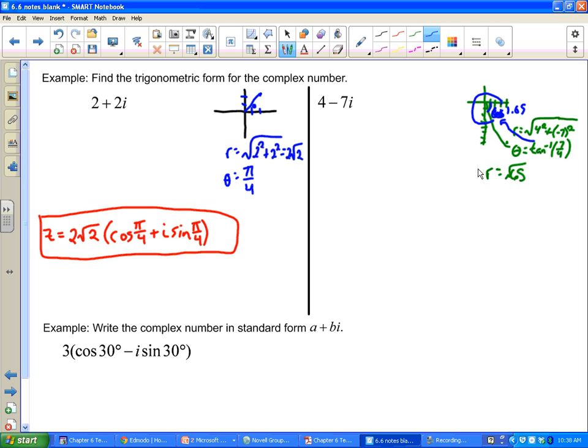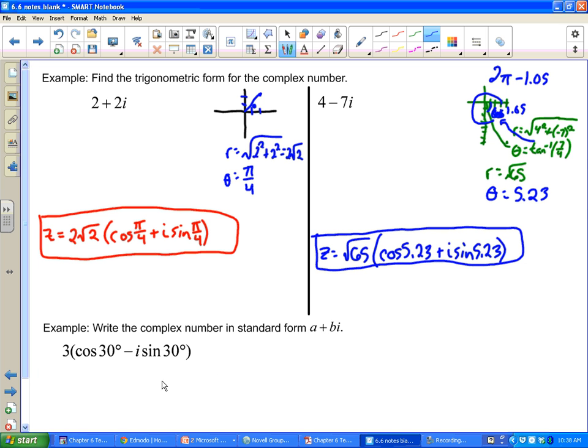And what I get is that theta is 5.23. So what I did there was 2 pi minus my answer, which was 1.05, and I got 5.23. Now I'm ready to stick this into my formula. Z equals the square root of 65 cosine of 5.23 plus i sine 5.23. And that would be my answer.